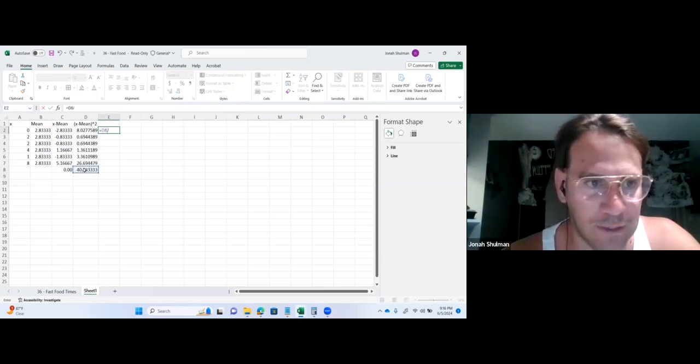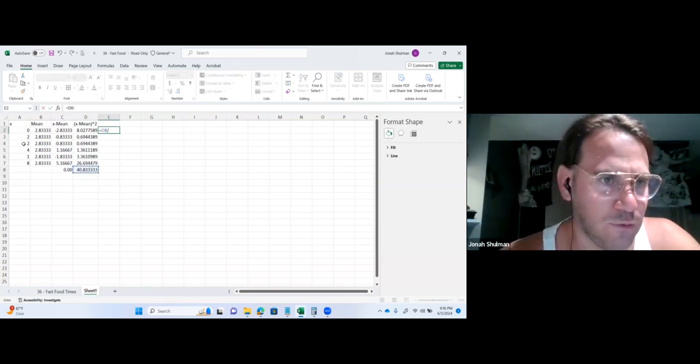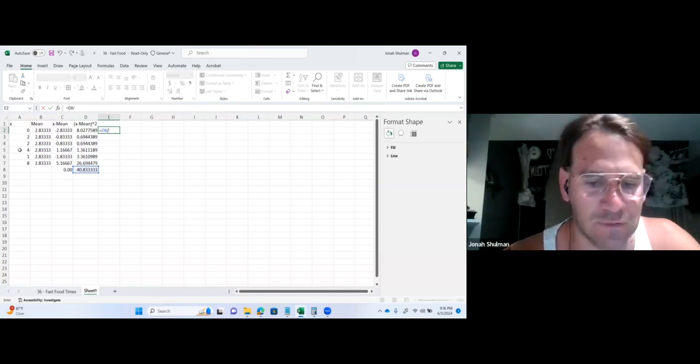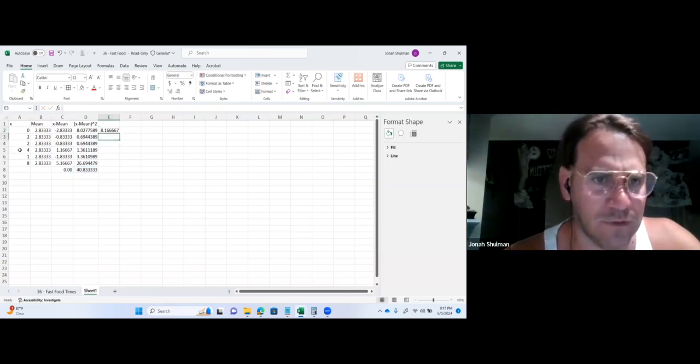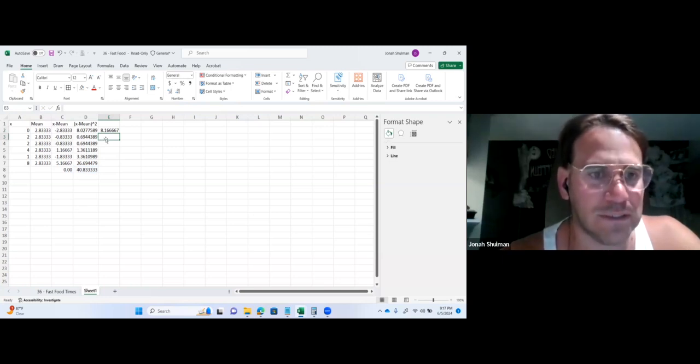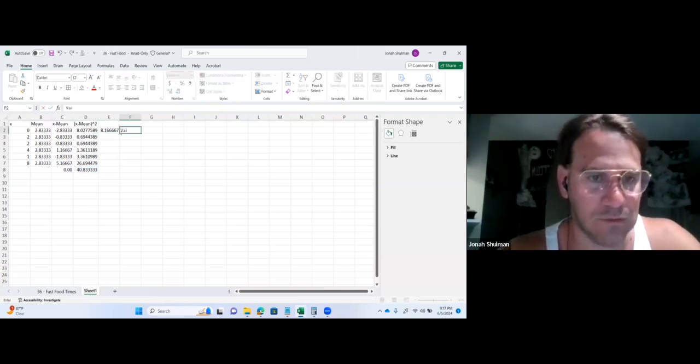and do what? Divide it by 1, 2, 3, 4, 5, 6. So there's 6 of these. So I just have to do 6 minus 1, so divided by 5. That's the 8.166. And so this is your variance.